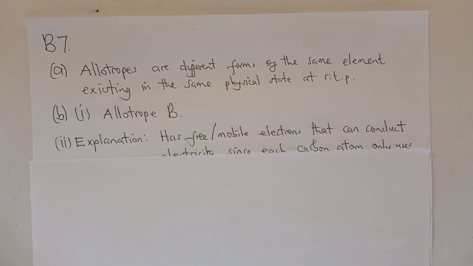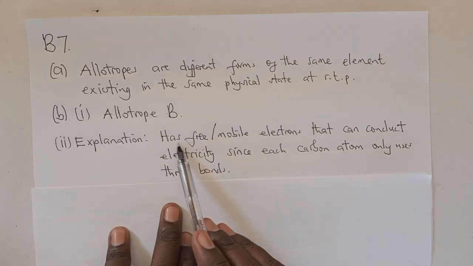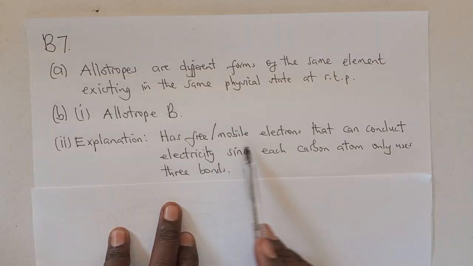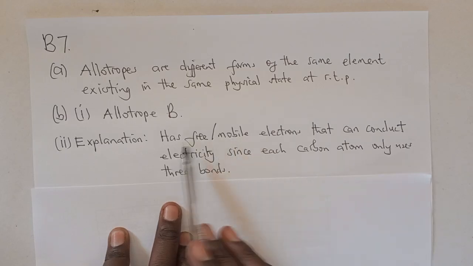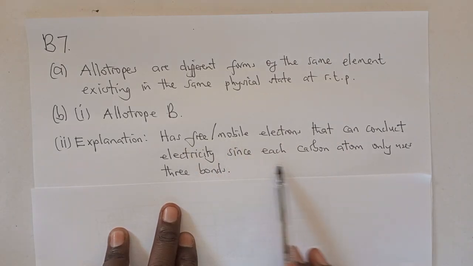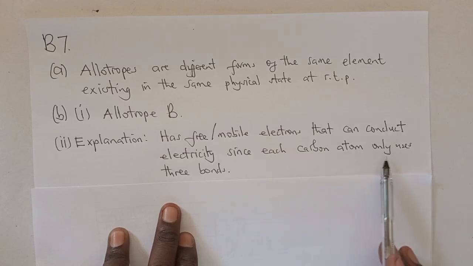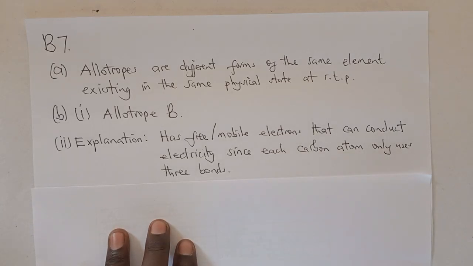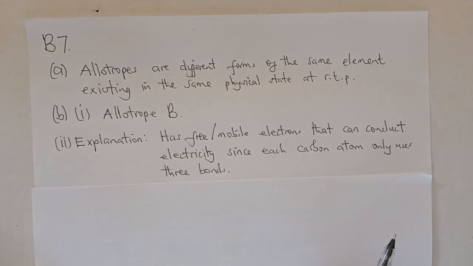The reason is that graphite, or allotrope B, has free or mobile electrons that can conduct electricity, since each carbon atom only uses 3 bonds. Don't write it like this, choose one. So because of that, there is a bond which is left free, and an electron on that bond is able to transmit current. We move on to the next question.